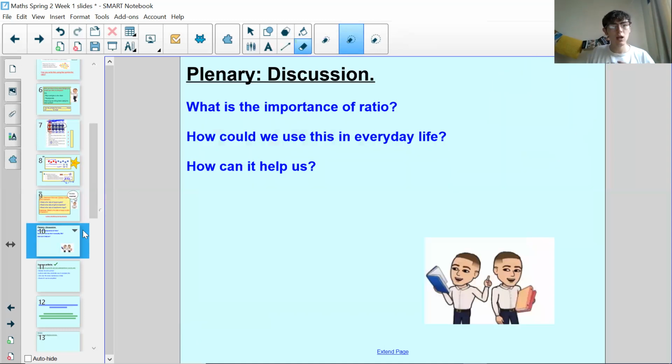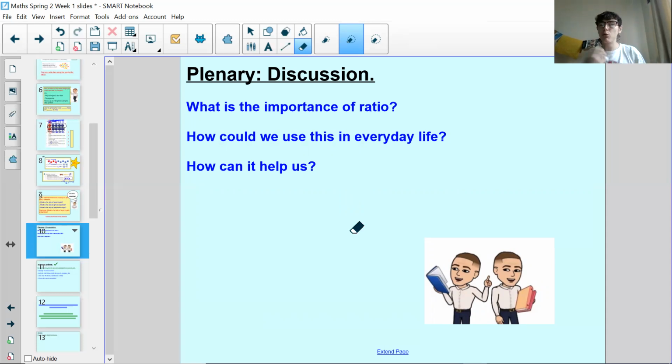So our plenary, our discussion. What is the importance of ratio? How could we use this in everyday life? How can it help us, okay? So have that little discussion or have a think in your head just for a moment. Have a moment, and then perhaps I'll discuss a little example.